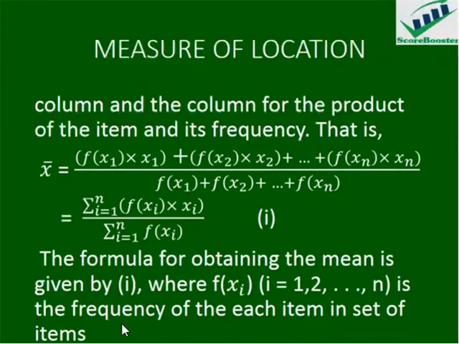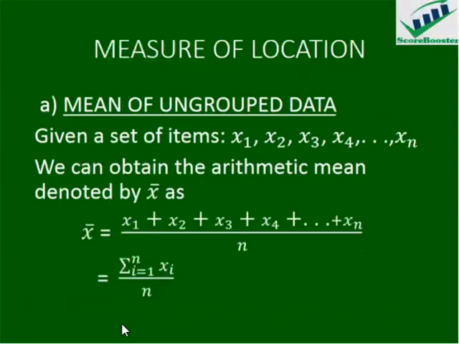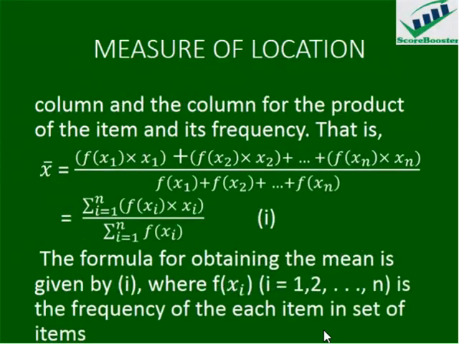But the moment you see that the number is not very large, that is, if you have like 3, 4, 5, 6, 7, 8, 9, 10 numbers, like 10 numbers, then you can use this first formula. But the moment you have 50 numbers, 100 numbers, you can use the second formula. So this is tagged as 1 because we may make reference to it in some other places. So the formula for obtaining the mean is given by 1, which I've explained, and I've also explained this. This is the frequency of each item in the set of data.